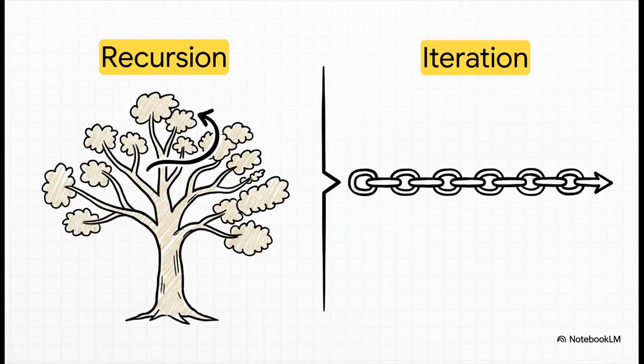So what's the big takeaway from all of this? It's actually pretty simple. Use the right tool for the job structure. Recursion is a beautiful, elegant fit for problems that are naturally hierarchical, like navigating a file system or exploring a family tree. But for problems that are really just a long straight line of steps, a simple loop is almost always the safer and often more efficient choice.